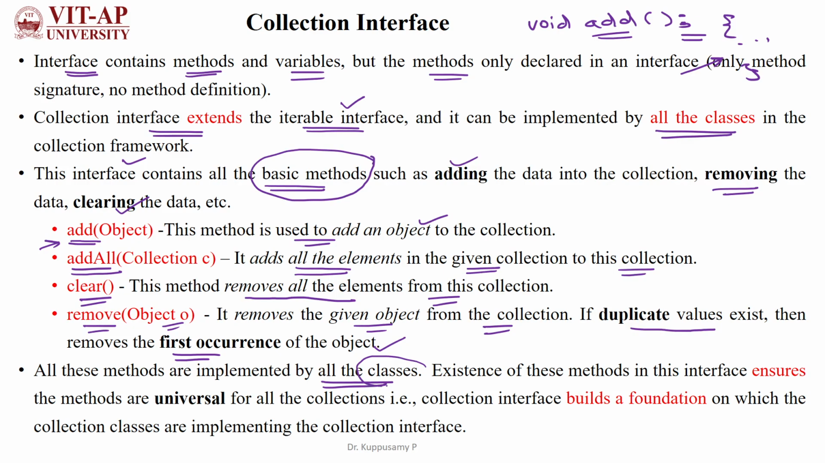We have seen the classes in the previous slide. The existence of these methods in the interface ensures the methods are universal for all the collections. That means the removing method, clearing method, adding all the objects, and adding a single object are universal to all the collections. That is, the collection interface builds a foundation on which the collection classes implement that collection interface.